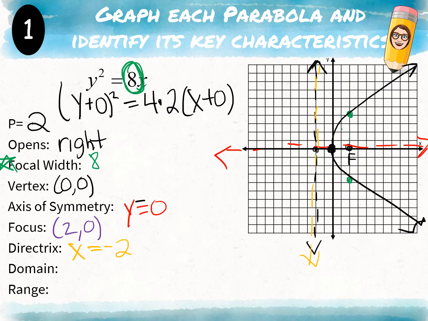Domain and range, nothing special. We exist from an x value of 0 to infinity, and our range is from -infinity to +infinity. Those are the same rules as always.